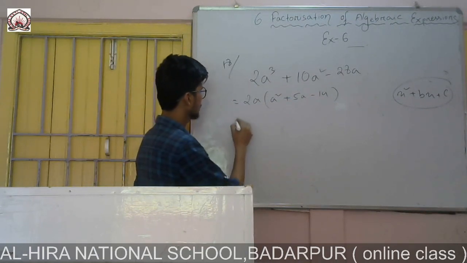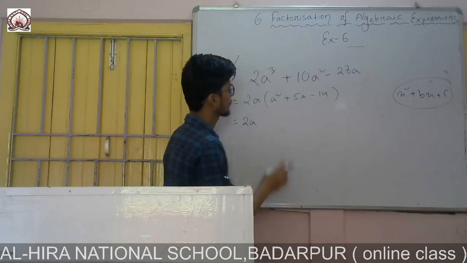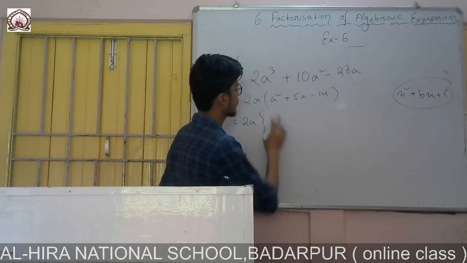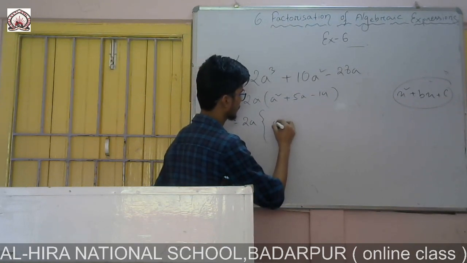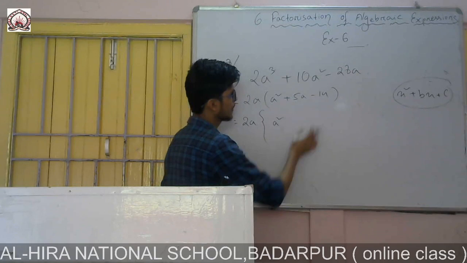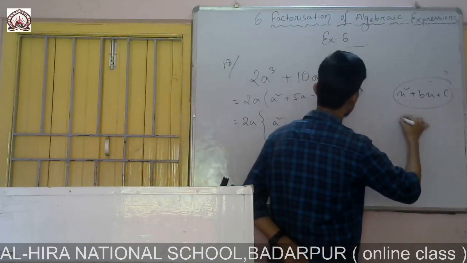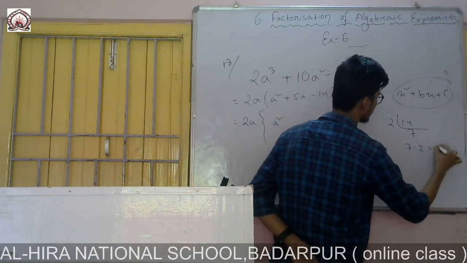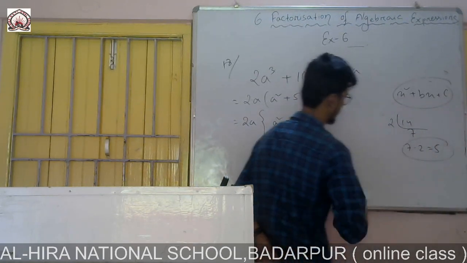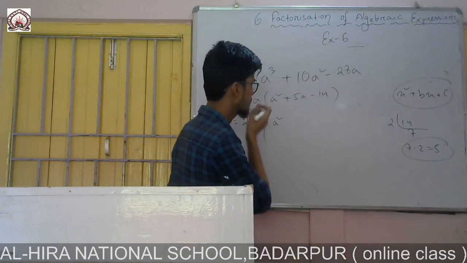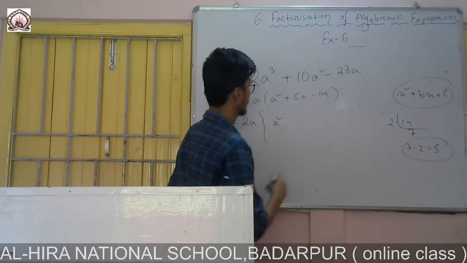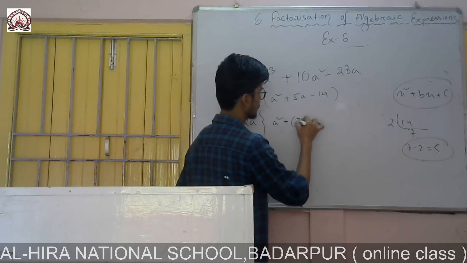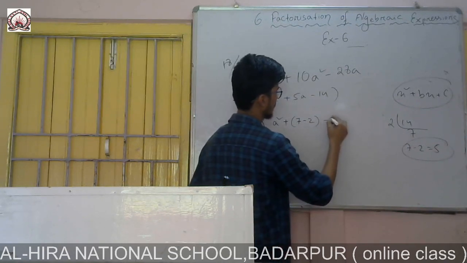Okay, now you continue. 28. So you write this one a square, and then 14 minus 14. So if I take the LCM, 2 7s are 14, and 7 minus 2 is 5. So you write plus 7 minus 2, and there it is 14.